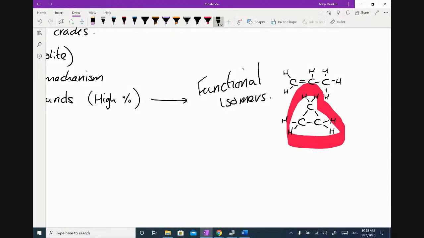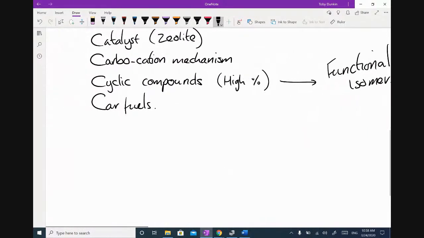Now, because you don't produce many alkenes, of course, that means you're not going to be using this for polymerization.